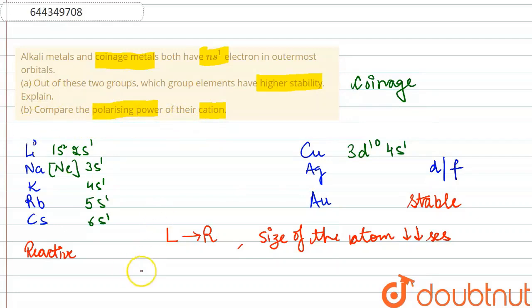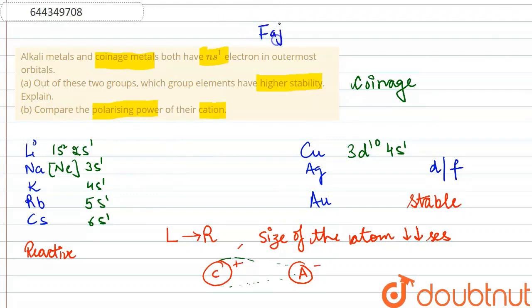Now in part B, we have been asked, compare the polarizing power of their cation. Now we know that in a bond, when we have a cation, let's say this is our cation and this is our anion, right? So polarizing power is defined as the ability of a cation to distort the electron cloud of an anion, right? So the cation is attracting the anion towards itself. So when we have to compare the polarizing power of the alkali metals and the coinage metals, we need to compare according to Fajan's rule, right? Let me write down here.